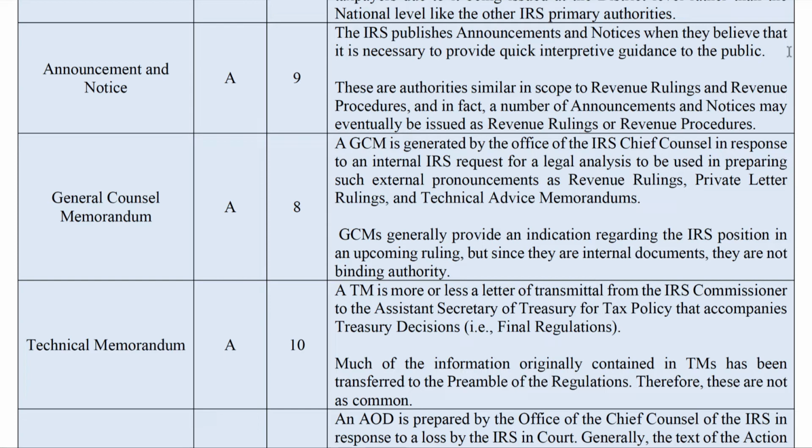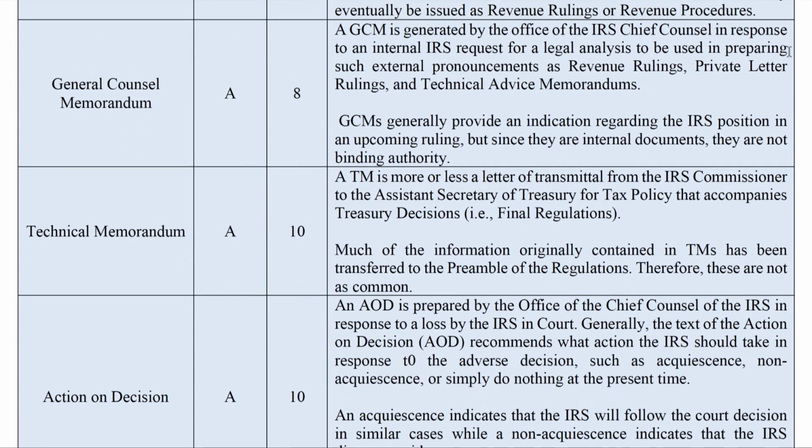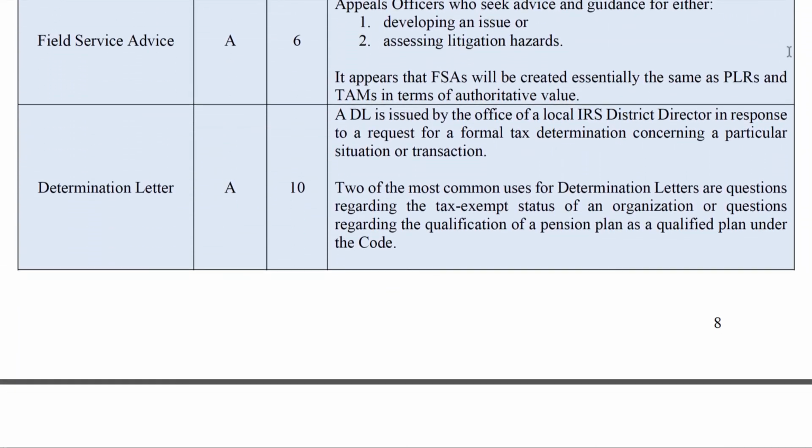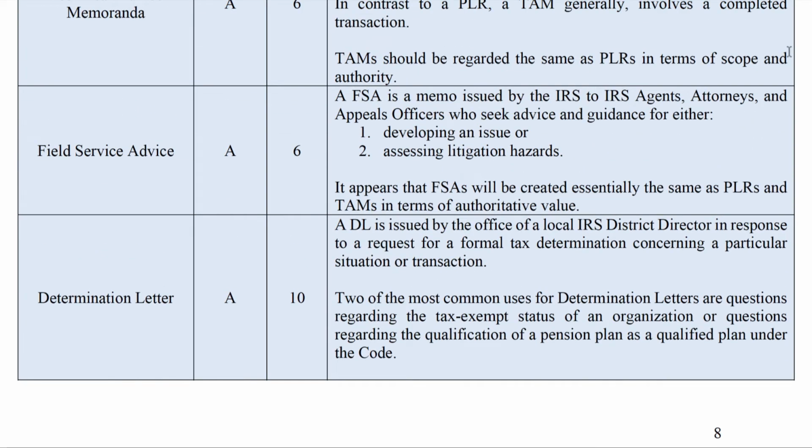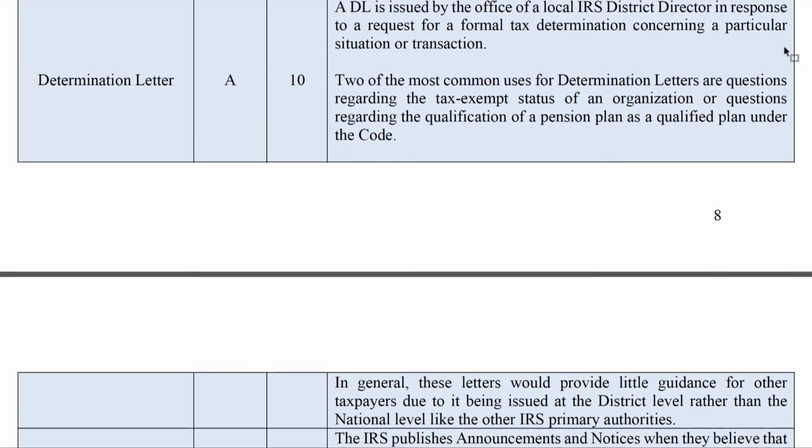Okay. So you have announcements and notices. This one is more informal. It usually comes out real quick if there's an issue that's coming up, just so you know. Okay. So we've got General Counsel Memorandum. A General Counsel Memorandum is issued by the Office of the IRS Chief Counsel in response to an internal IRS request for legal analysis. So it's along the same lines as the field service advice, but this is more about looking for specific issues dealing with a certain area of the law, versus the other ones, which deal more with audits, like, okay, we're thinking about auditing this client, what's the hazard of litigation if they want to go to court, those types of things.